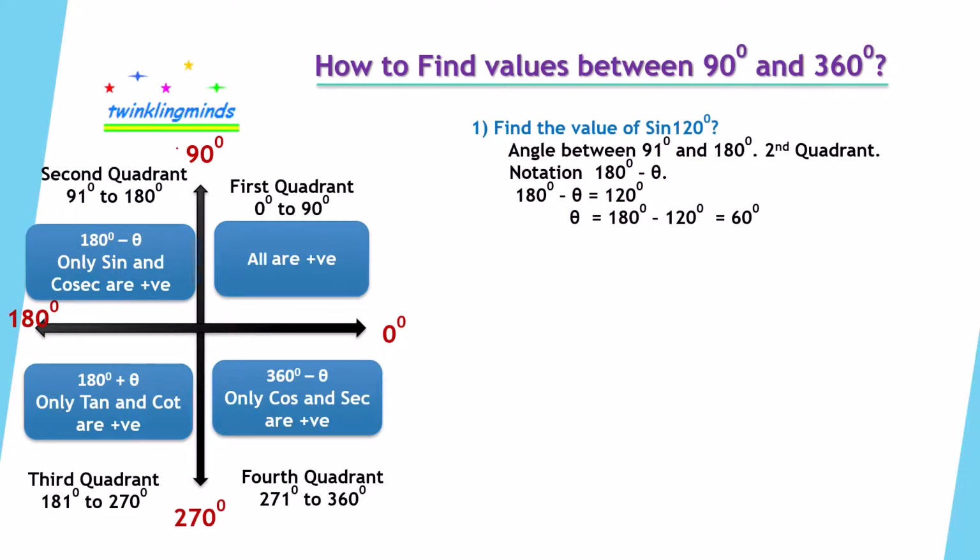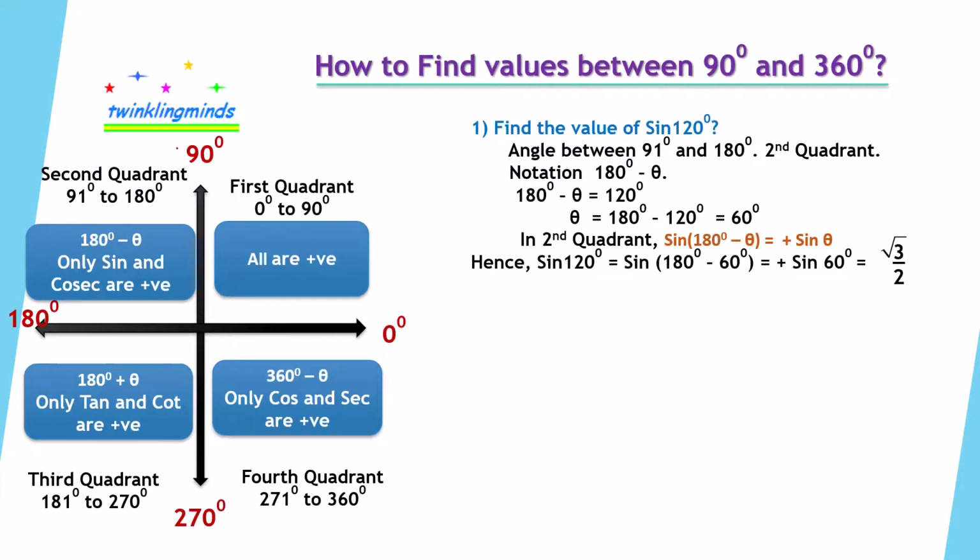Since 120 degrees is in the second quadrant, sine 180 degrees minus theta is nothing but sine theta, since sine is positive in the second quadrant. So, what is the value of sine 120 degrees? Our theta is 60 degrees. So, sine 120 degrees is nothing but sine 60 degrees. And we know the value of sine 60 degrees, which is nothing but how many fingers below? 3. So, square root 3 by 2.